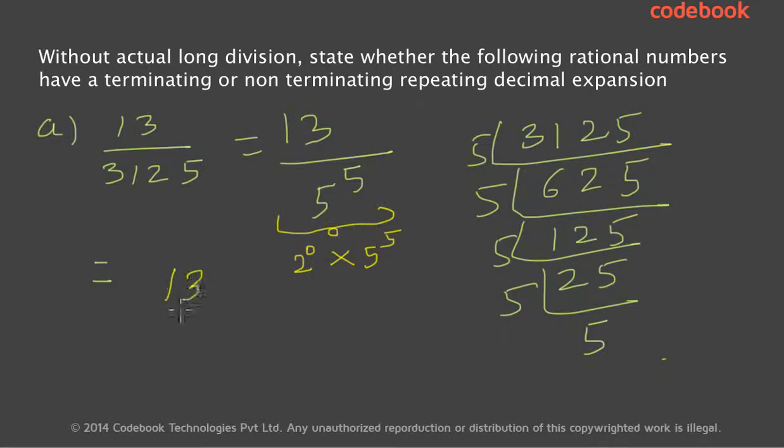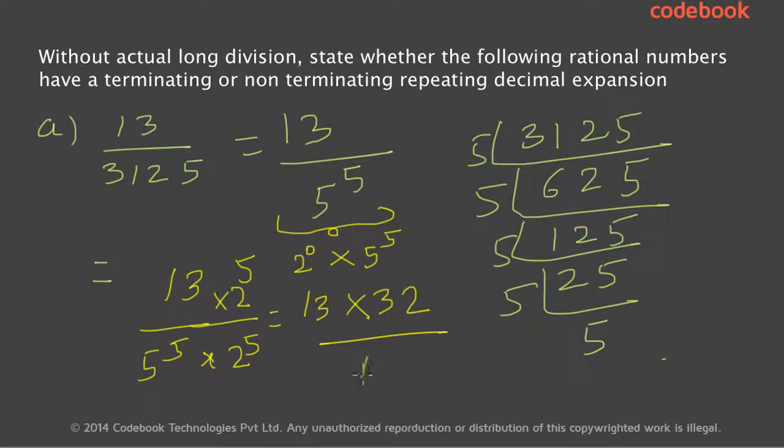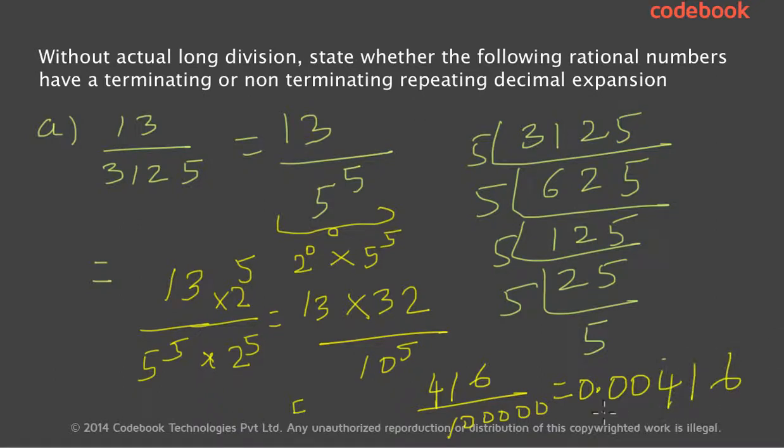So we multiply the denominator and the numerator with 2 power 5. Now this is nothing but 13 times 2 power 5, which is 32, by 2 power 5 times 5 power 5, which is 10 power 5. If you do the math, 13 times 32: 13 2s are 26, 13 3s are 39, plus 2, which is 41. So 416 by 10 power 5, which is 5 zeros. So this would become 0.00416. This is the decimal expansion of the given rational number 13 by 3125.